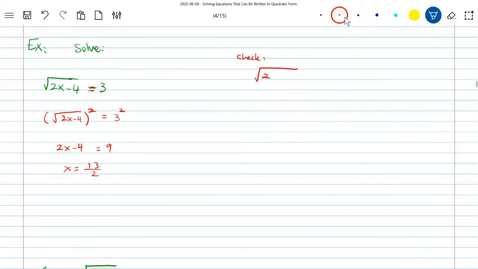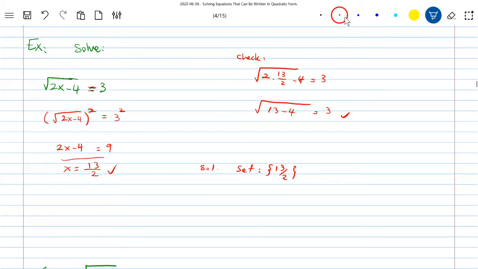So I'm replacing x with 13 over 2 in the original equation. Square root of 2 times 13 over 2 minus 4, is it equal to 3? You simplify underneath the square root. 2 times 13 halves is 13, minus 4, is it equal to 3? 13 minus 4 is 9, and the square root of that is 3. So therefore I have 13 over 2 as my solution. The solution set is 13 over 2.